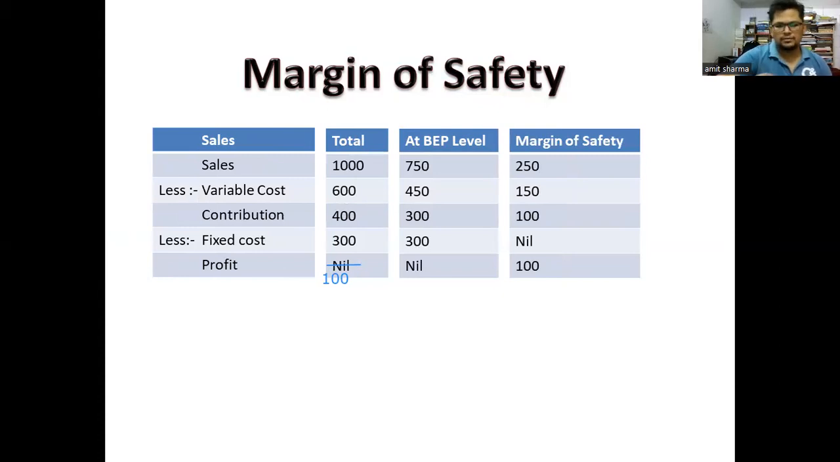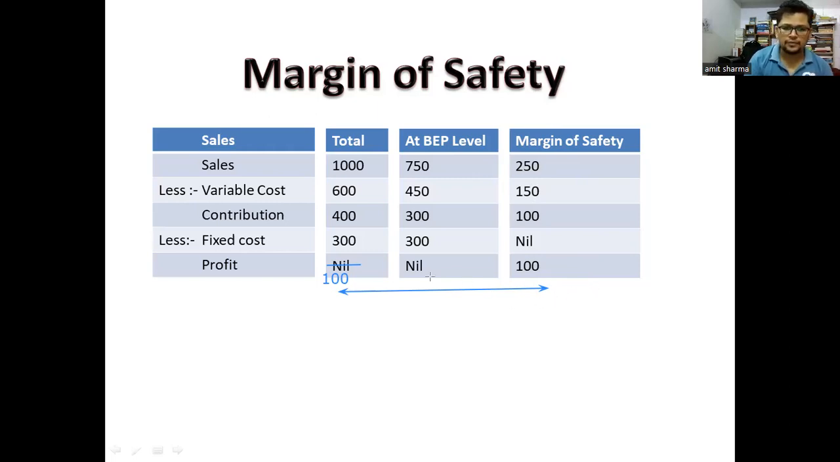And you must see here the profit 100 on an overall basis, and you can see that the profit is also 100 at margin of safety level, because at break-even point there is no profit. So whatever profit we are getting, this is only because of margin of safety, because we sell an additional 250 rupees. That's why we are making 100 rupees in profit.